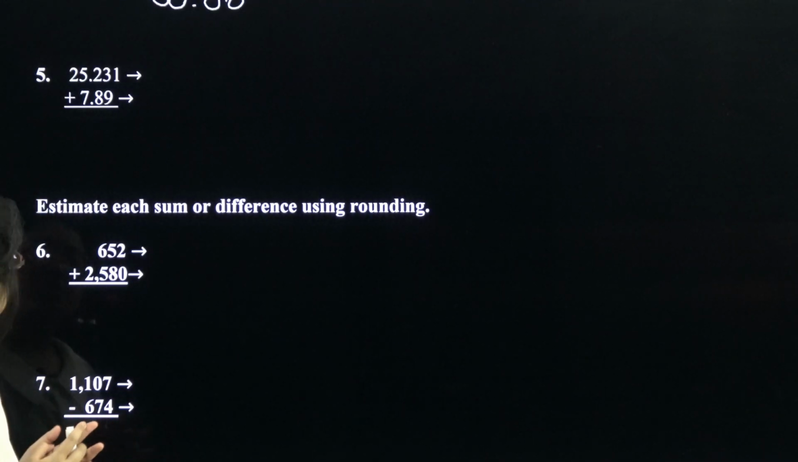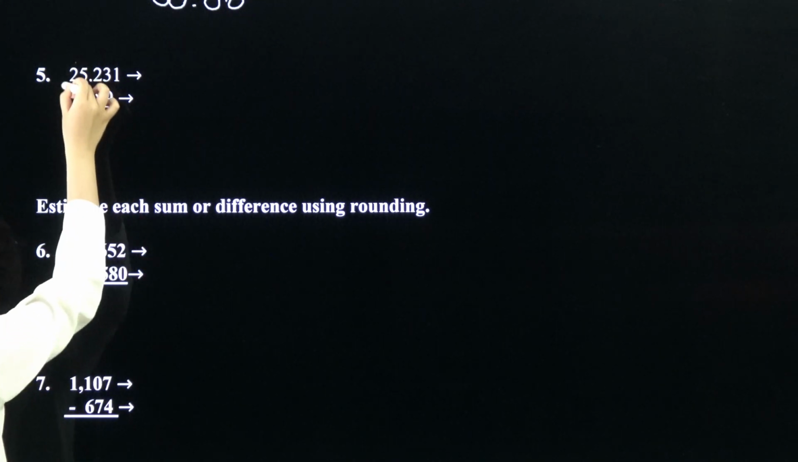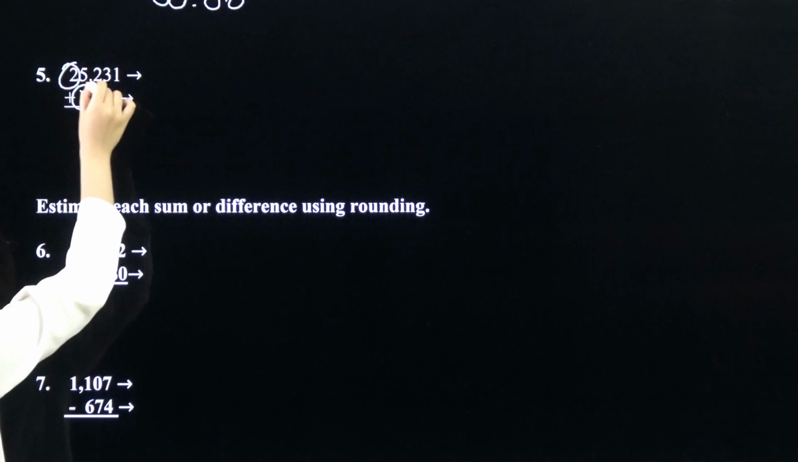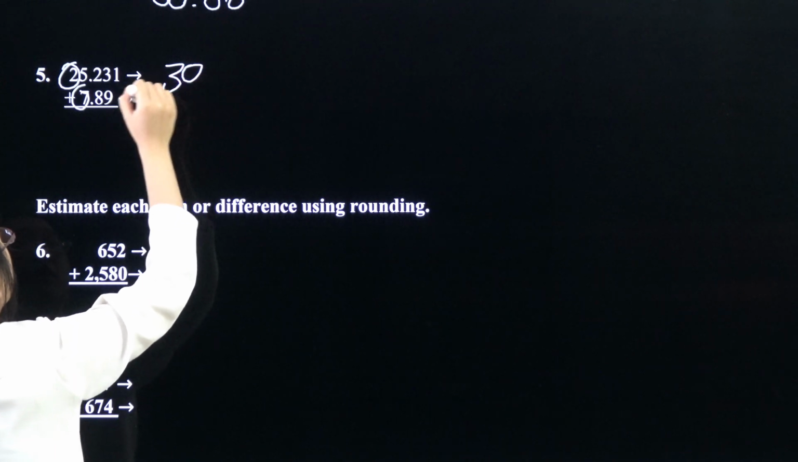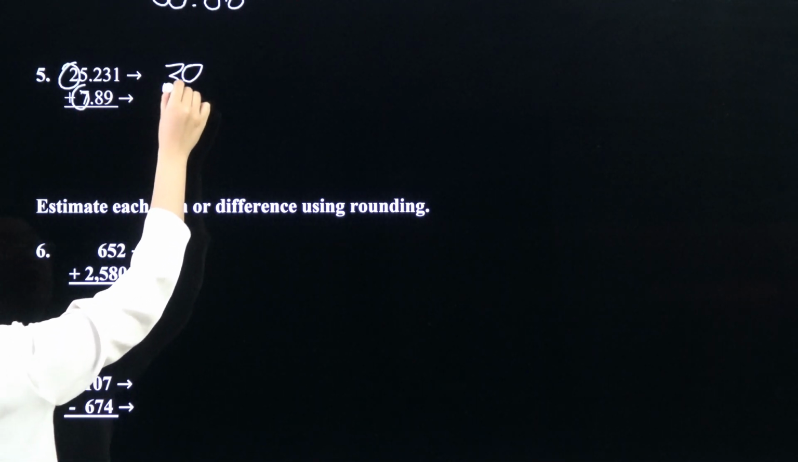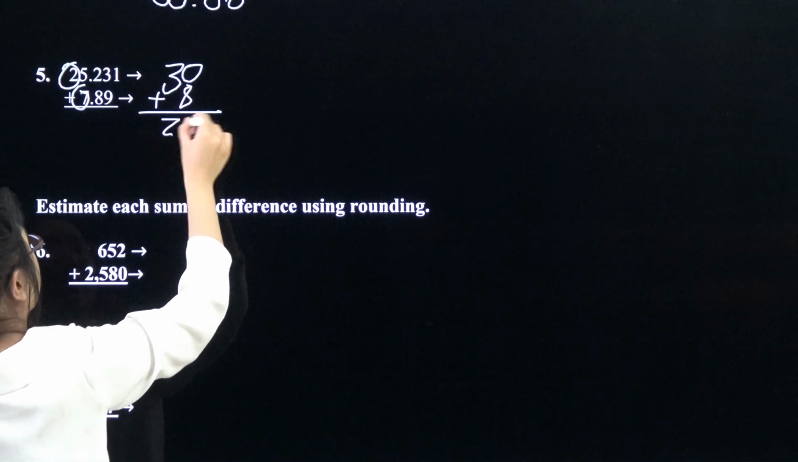Finally, we're at the last question of front-end estimation. So we get these two are the front ends. We move 1 to the right, it's a 5, we round up, 30. And then here, we move 1 to the right, it's an 8, we round up to 8. And then we add them, and we get 38.